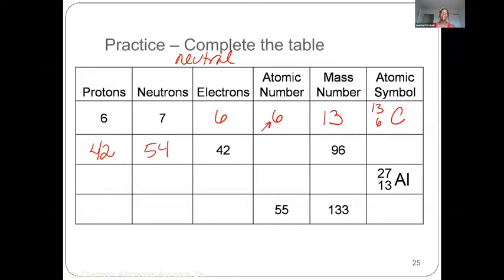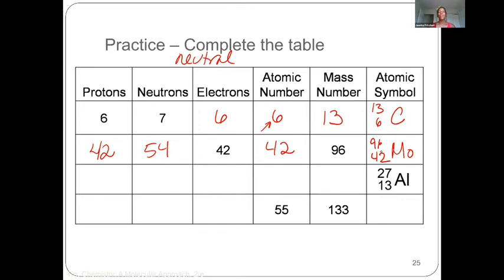Our atomic number would also be 42. And when we fill this in, we would be dealing with the symbol Mo, molybdenum. And on the top, we would have 96. On the bottom, we would have 42.